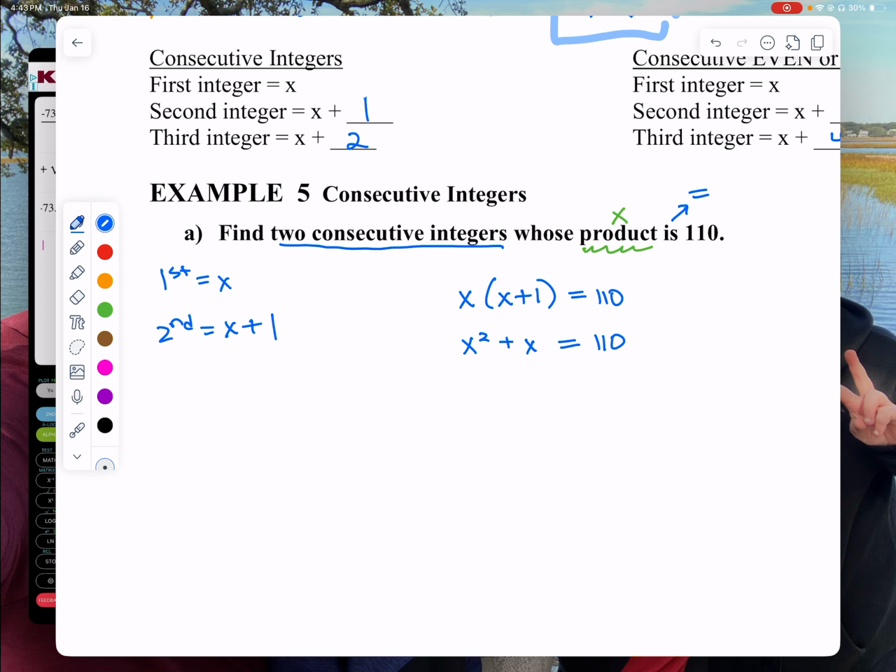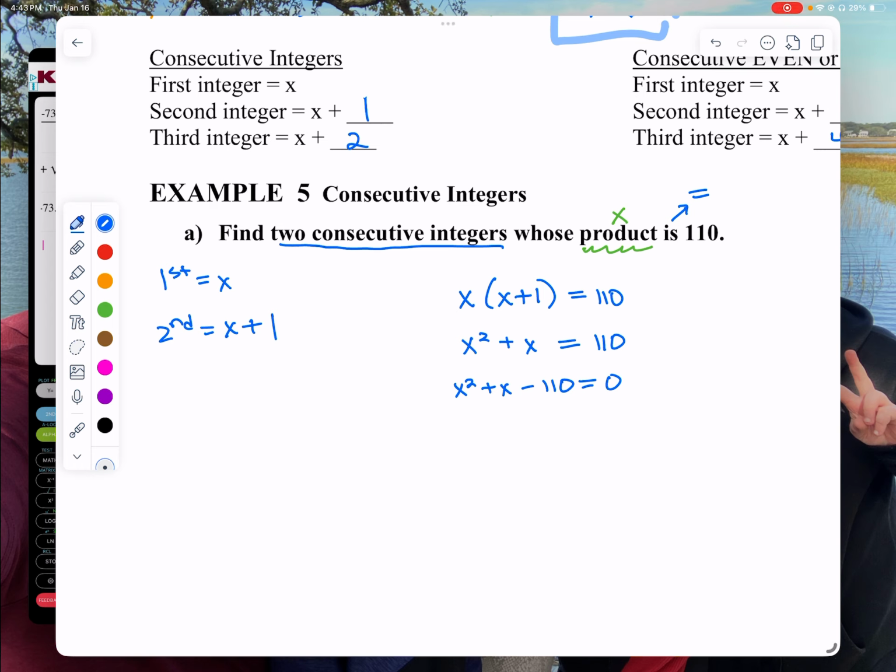I'm going to move that 110 to the other side, right? And we do that by subtracting it on both sides. And now we are ready to either factor it, use the quadratic formula, or complete the square if you're crazy. All right, so if I can factor, it's a shortcut.